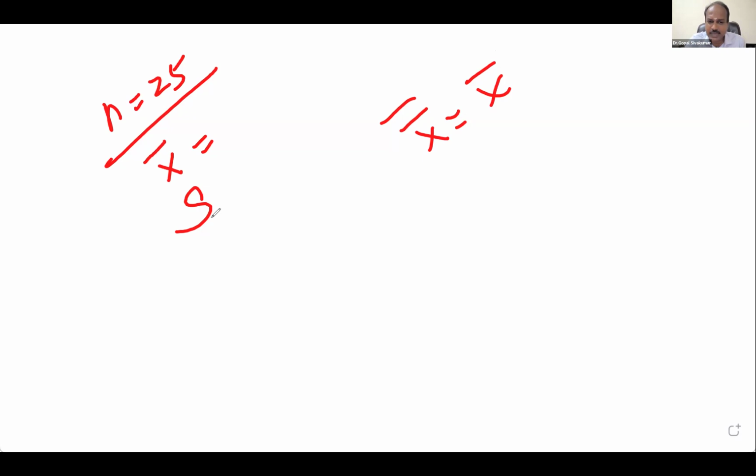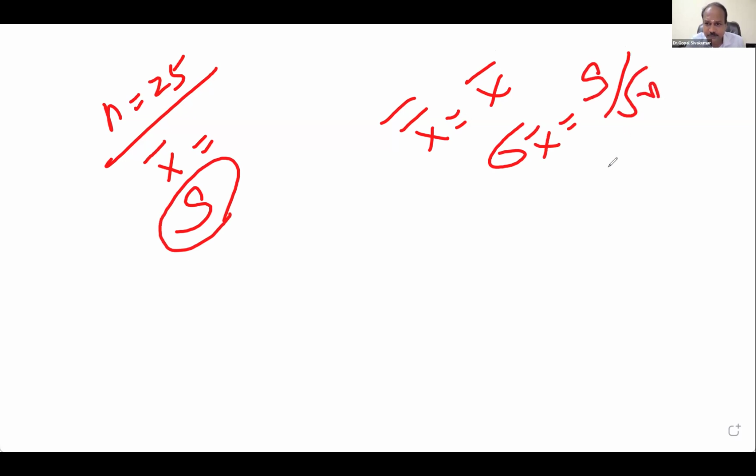And what is this? Sample standard deviation. Now, sigma X bar. How to calculate sigma X bar? There is a formula, S divided by root of N. What is your S? Whatever value. What is your N? Since your sample size is 25, it is 25.